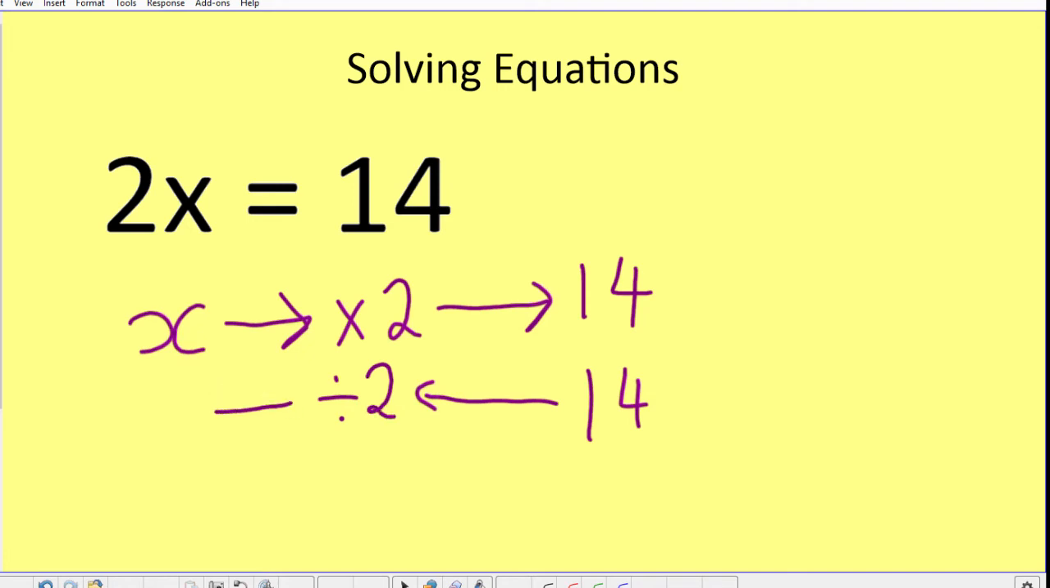And that's going to give me what X is, which is 7. So for this, X is equal to 7.